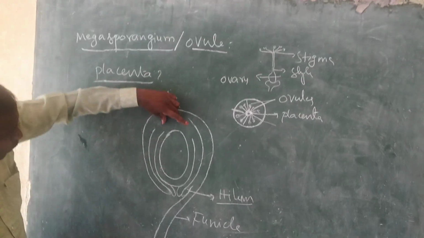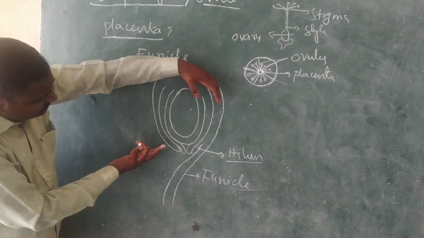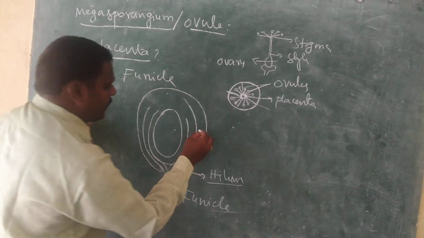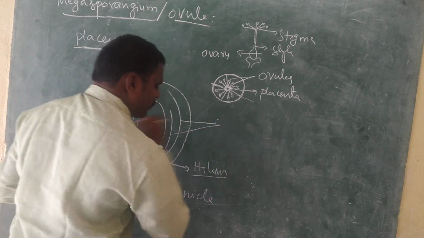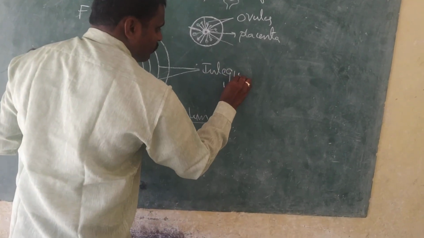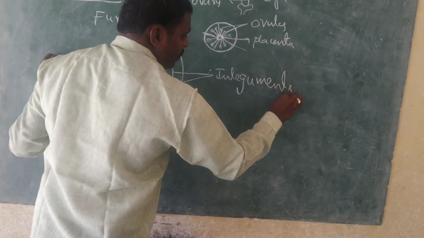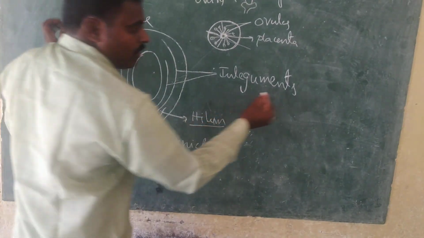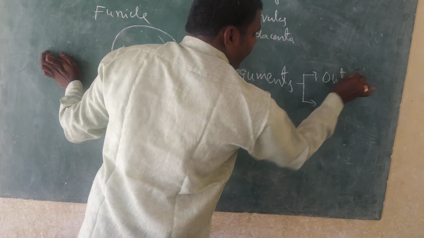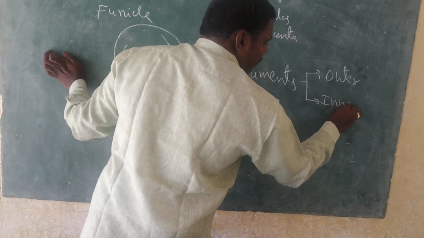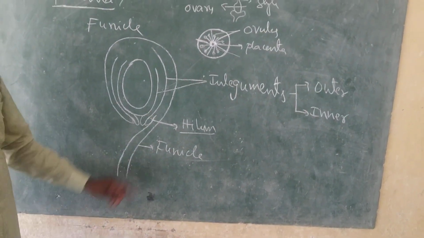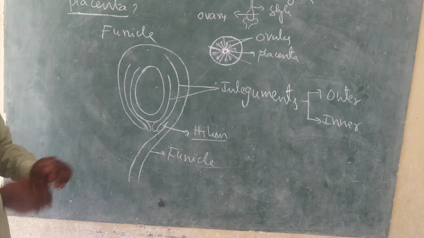So this is the structure of ovule. If you observe the structure of ovule, each and every ovule contains 1 or 2 protective layers. Those are called integuments. But here we have two integuments. One is outer integument and another one is inner integument. So this is outer integument and this is inner integument.